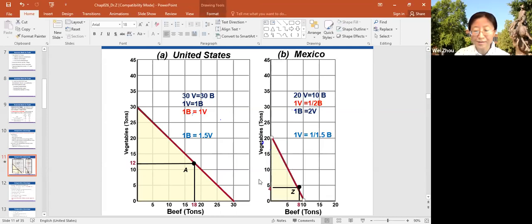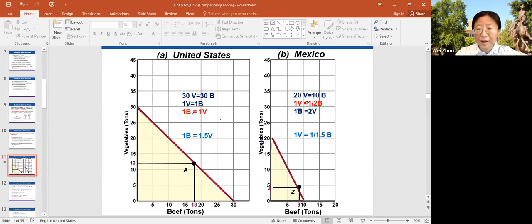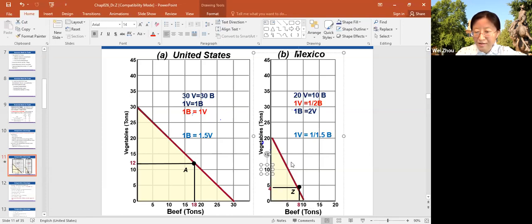So in that case, let's look at Mexico. So we have Mexico. In Mexico, we have 100 people. And if all people make vegetable, they make 20 units of vegetable. And if all people make beef, they can make 10. So I draw the line between 20 units of vegetable and 10 units of beef.